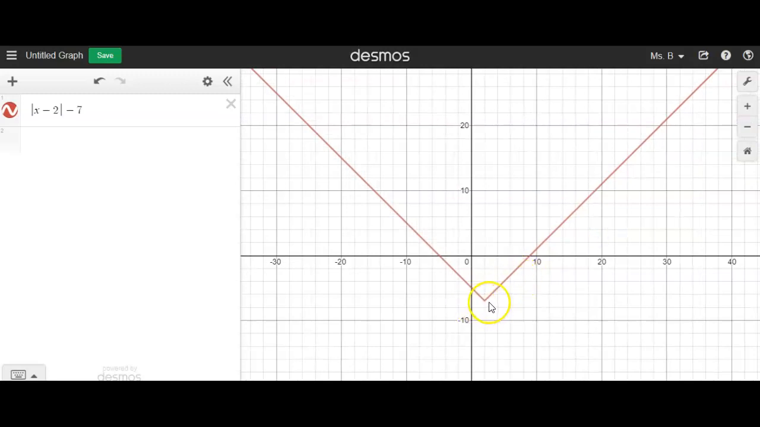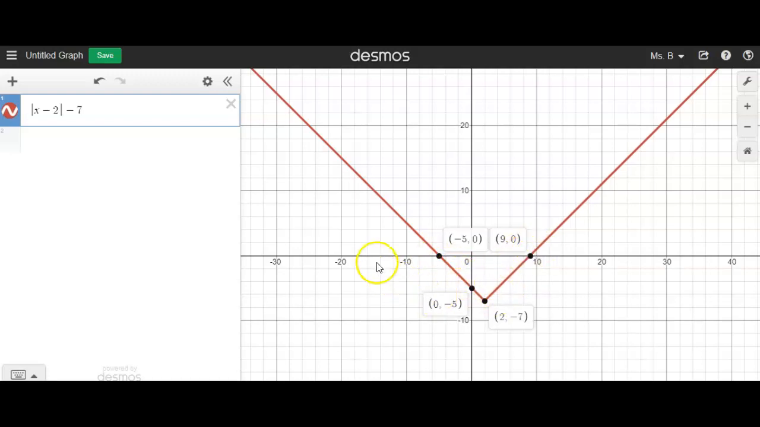If I need to find the vertex, in Desmos I can just click the point. It tells me the vertex. I know it's at (2, -7). If I want to find some intercepts to get an approximation to graph it, I can just click those intercepts. Desmos lets me know what those intercepts are. So you can check your graph that way.